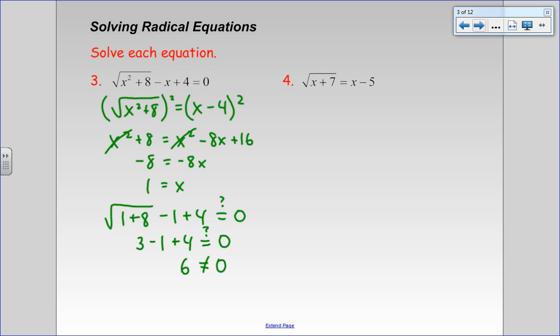This means that 1, even though it is a solution of the equation that we obtained after squaring both sides, 1 is not a solution of the original radical equation. This means there are no solutions to that original equation. Our solution is the empty set.